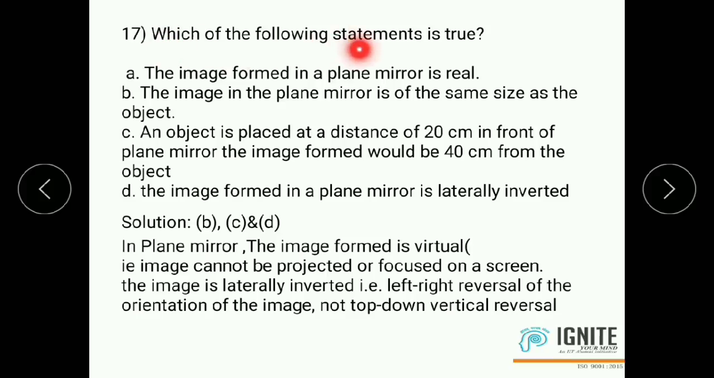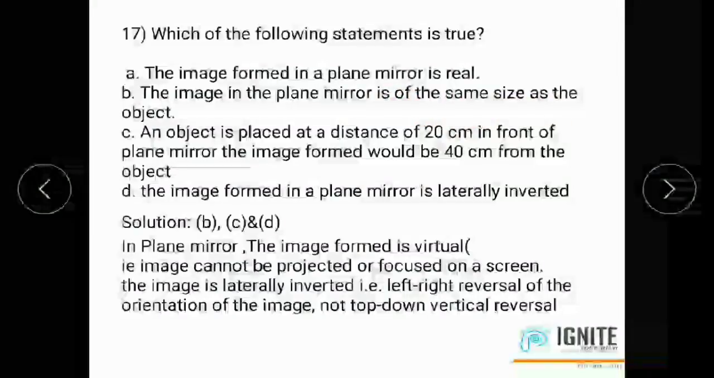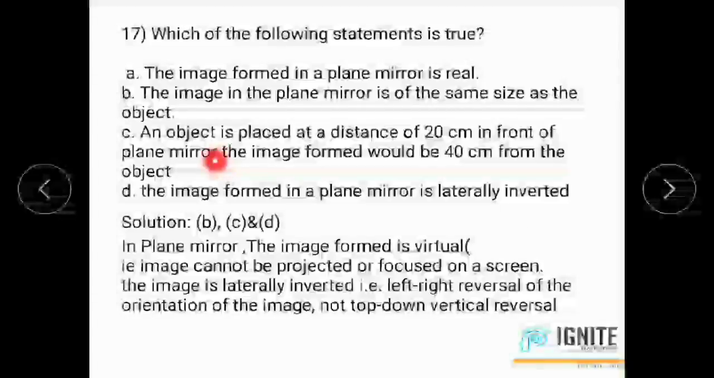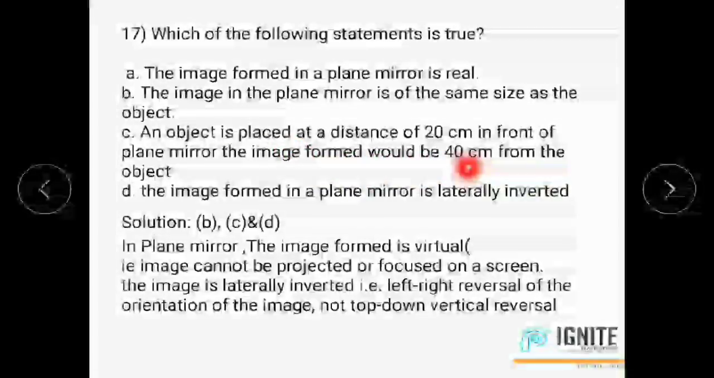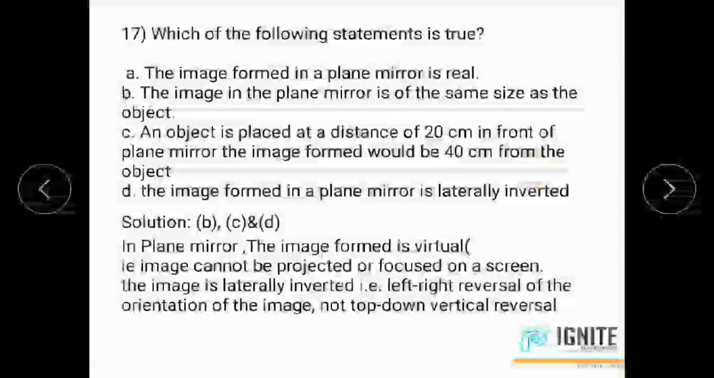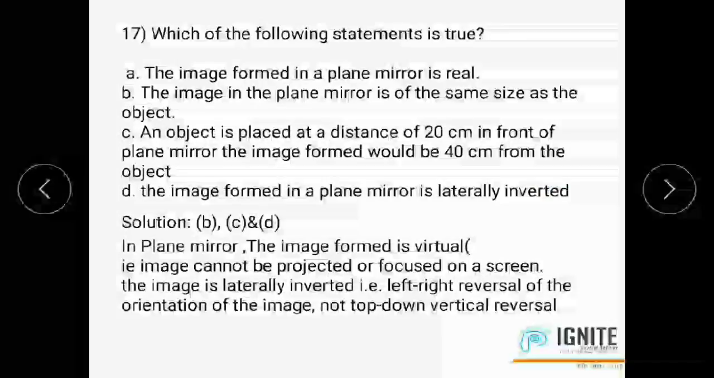Next, which of the following statements is true? The statements are, the image formed in a plane mirror is real. The image in the plane mirror is of the same size as of the object. An object is placed at a distance of 20 cm in front of plane mirror. The image formed would be 40 cm from the object. The image formed in a plane mirror is laterally inverted.